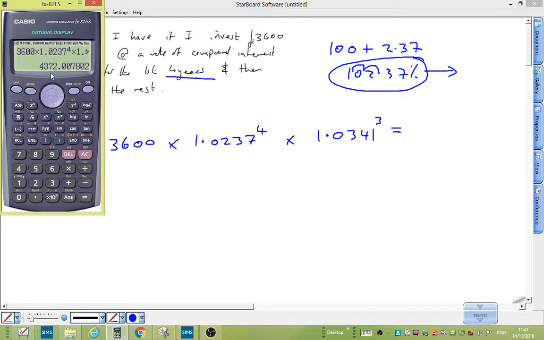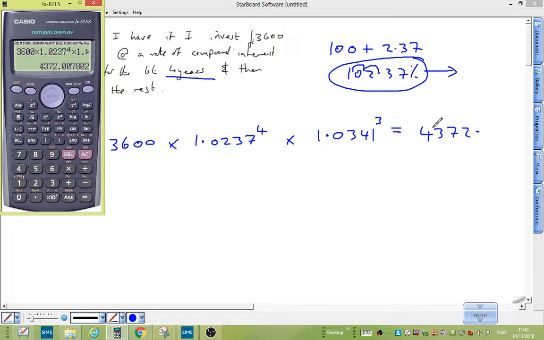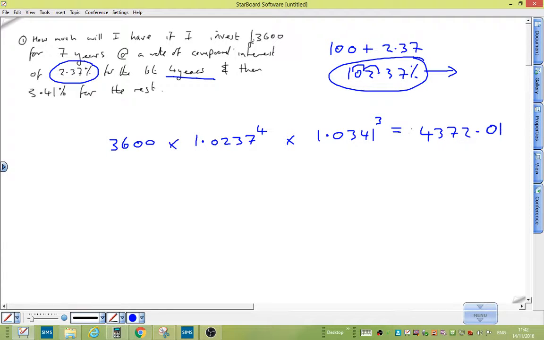Press equals, and the amount of money I'll have is £4,372, and to the nearest penny will be 1 pence. Okay, and that's the answer. So that's how much I'll have. If you want the interest I'll have, you have to take it away from the original, and I'll have something like, what's that, £772 and a penny. But you weren't asked that. It says how much will I have.